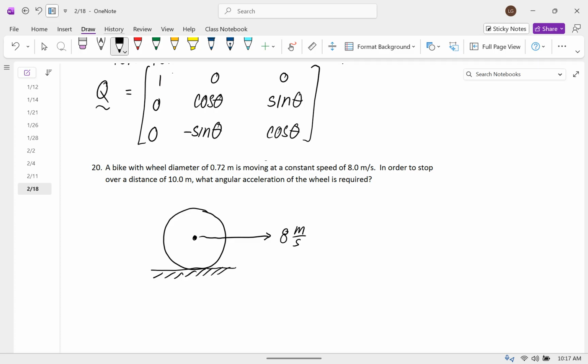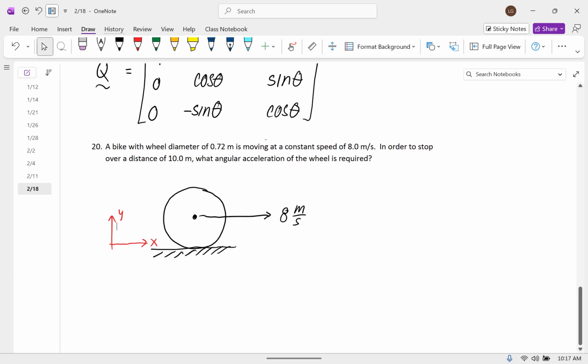Okay. What's the angular acceleration that we need? I'm going to use this coordinate system. What's the angular acceleration that we need for this to stop over a distance of 10 meters? The way I'm going to do this is I'm first going to calculate the translational acceleration I need of the center of the wheel, just using kinematics equations from physics 1. And then I'm going to relate that to an angular acceleration using the rolling without slipping stuff.